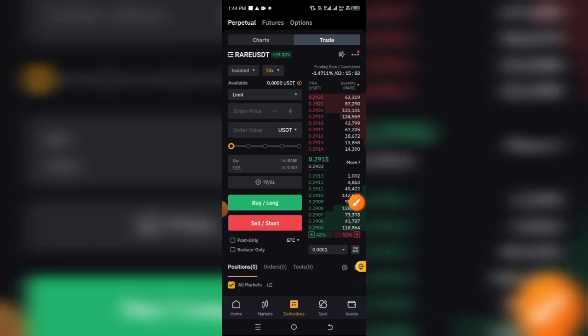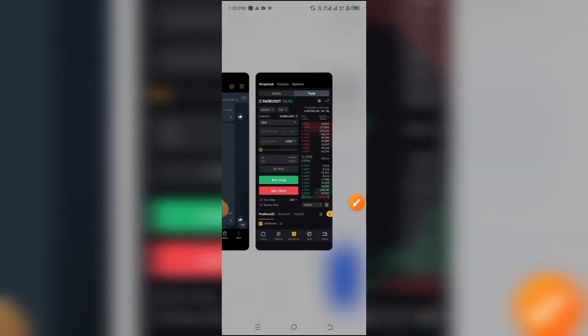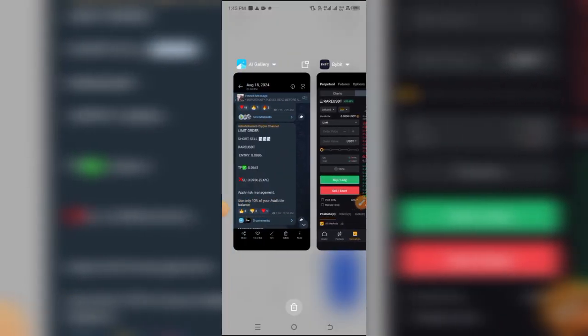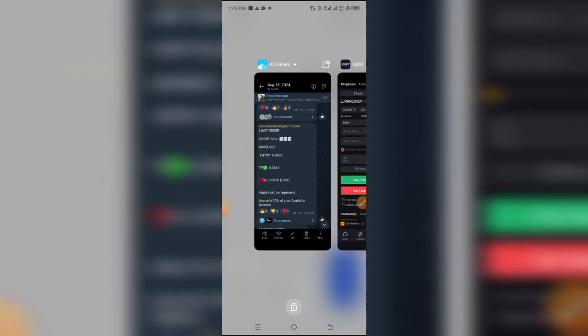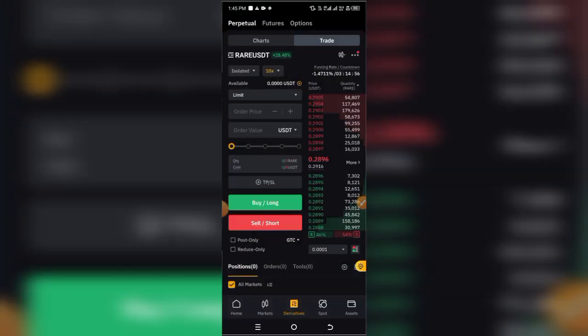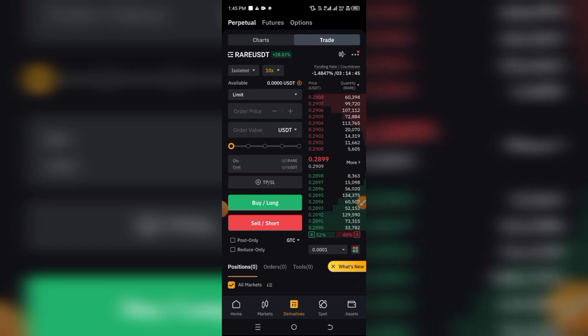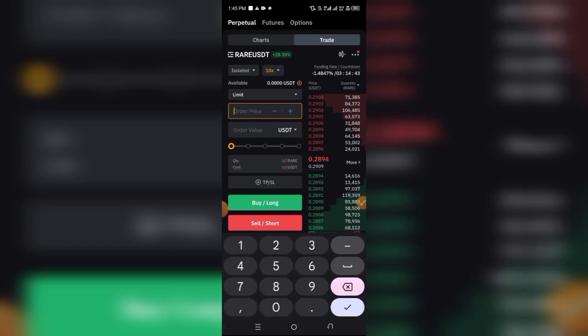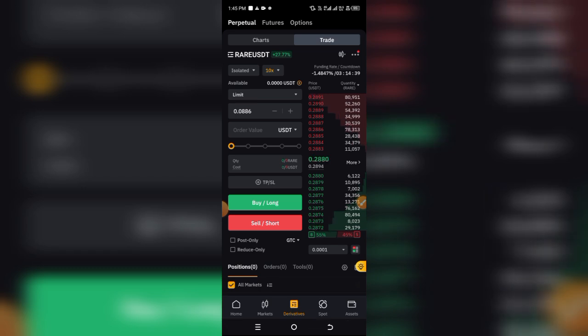So what I'm going to do is simply click on order price. On this order price, you want to input the price at which you want to enter the trade, when Bybit should put in the trade. And as you can see, her limit order is 0.0886, right? You can see the price is even higher than what it used to be. So you can just put 0.0886 right there, and then you can see they're going to be showing you the order value.